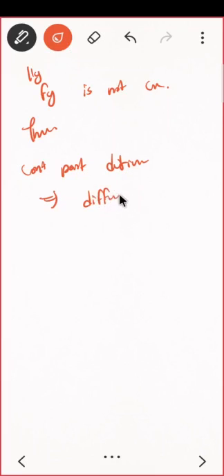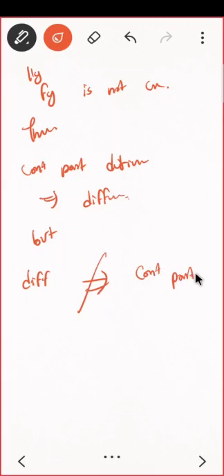Correct. So what did we prove? Thus continuous partial derivatives imply differentiability, but the converse is not right. Differentiability does not imply continuous partial derivatives. You must understand that. This is what we proved, that is, if you are having continuous partial derivatives then the function is differentiable, but not the converse. That is, if it is differentiable, I cannot say that it will have continuous partial derivatives. You must understand this. Okay.